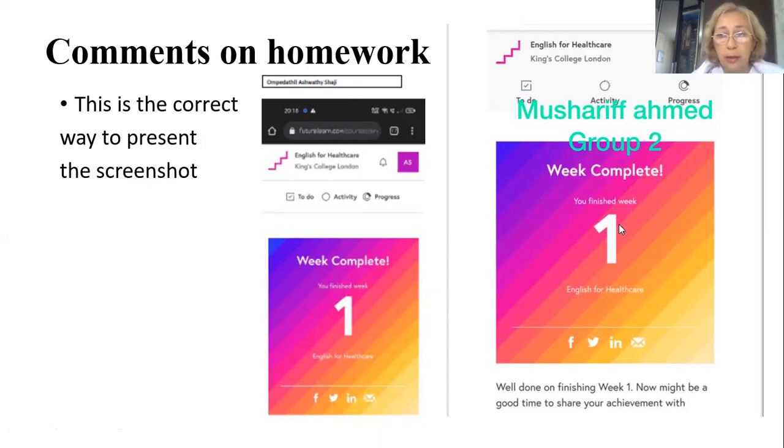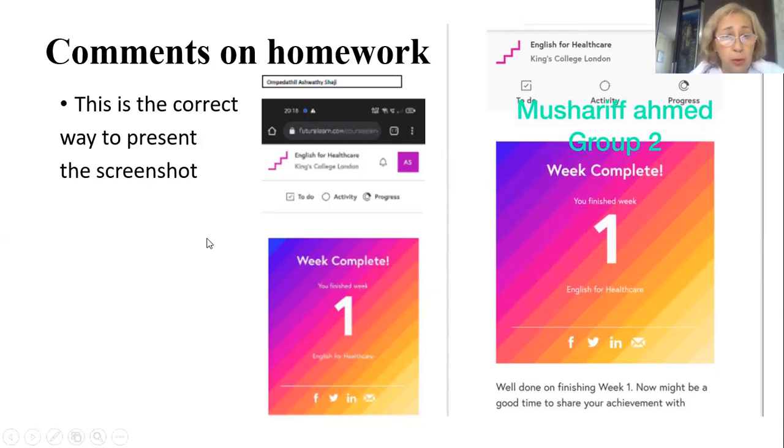Okay, and here's also another way of doing this, the correct way to present the screenshot. So week 1 is completed, and 2 letters, don't know why, Musharif Ahmed. So this is also possible. I mean, just to place the name here, on the screenshot. I mean that this is very easy to understand, because this is the common sense logic. If you send the screenshot, I should be sure that this is yours, not the same picture from the other student. That this is the proof that you have done this, you have completed this week yourself.